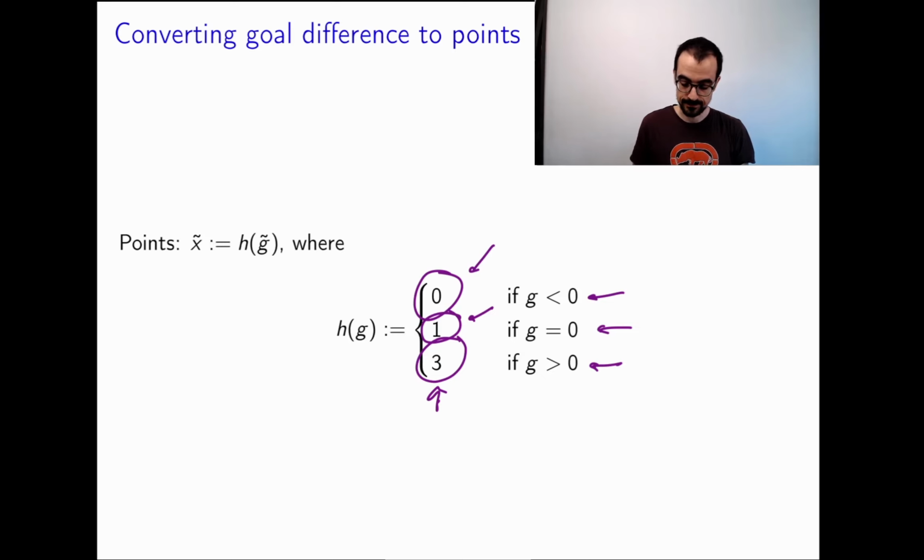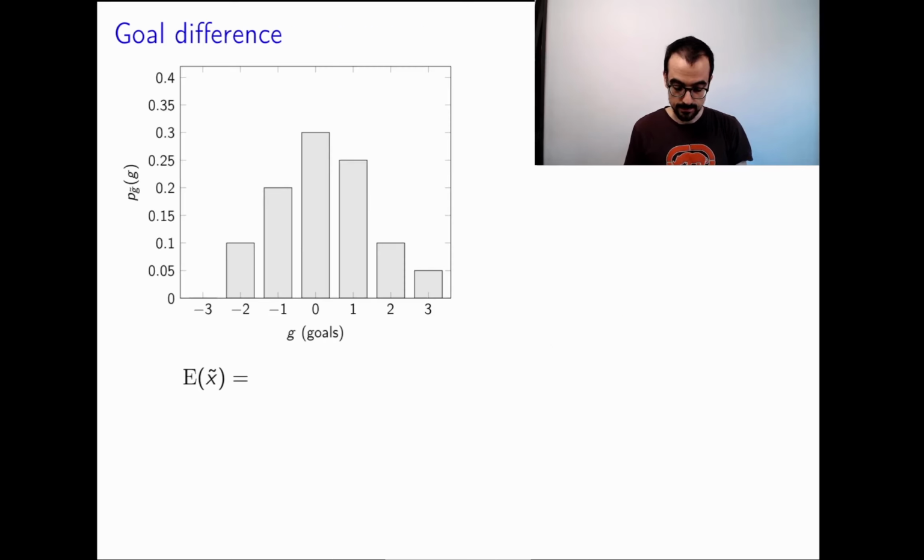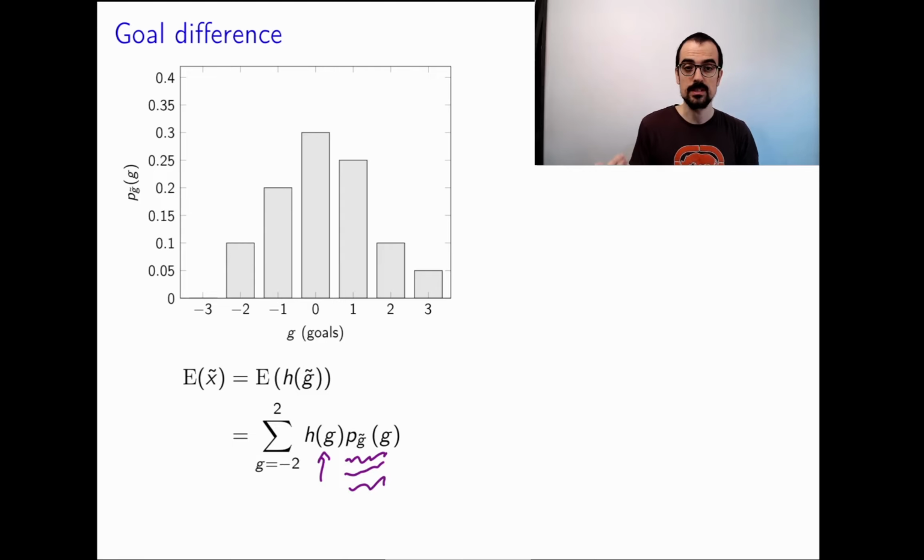But if we only care about the mean value or the expected value of the points X, we can actually do this directly. So we can say, okay, the mean value of X is the mean value of h of G. And now we can just take this weighted sum of h of G, and this is the important part, we just need to use the probability of G. So for this value of G, X is equal to 0. So we're going to do 0 times the probability of minus 2, which is 0.1. Then 0 times, because minus 1 also corresponds to 0, the probability of minus 1, which is 0.2.